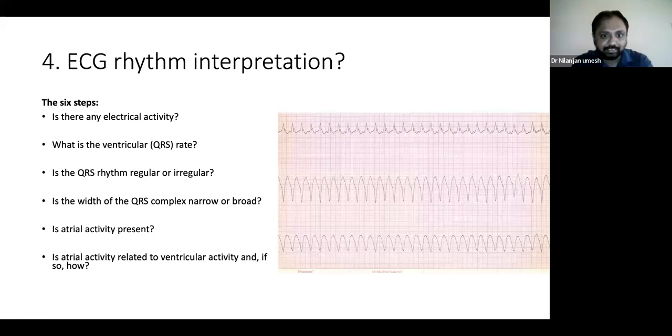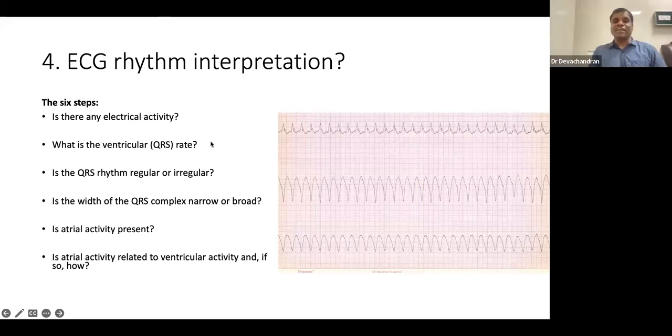Okay, somebody has answered. Good. VT, yeah, very good, super. Most of them. So there is electrical activity. Yeah, so there is electrical activity clearly. The ventricular rate, which is about 300 by, let's say, 2 boxes, about 150 or more than 150 in this. Regular or irregular, it is very regular.